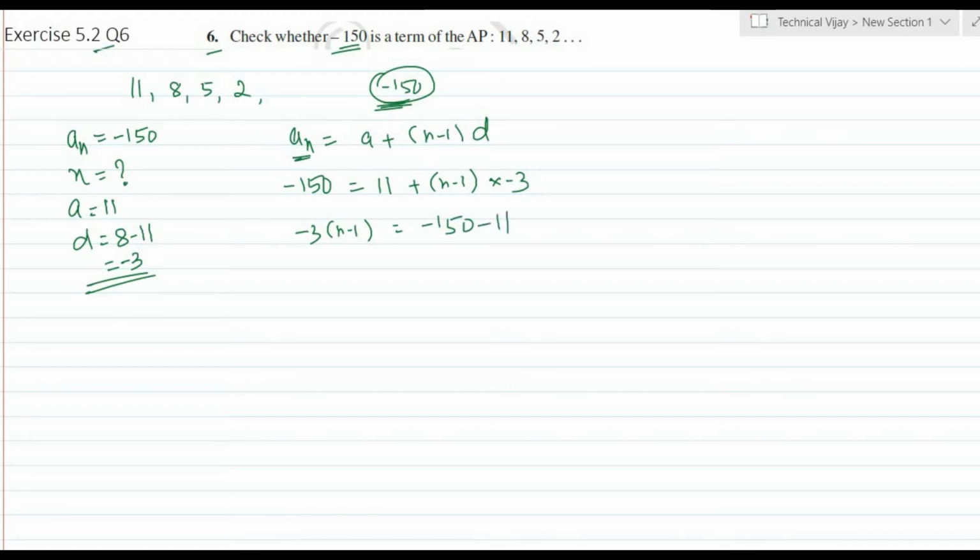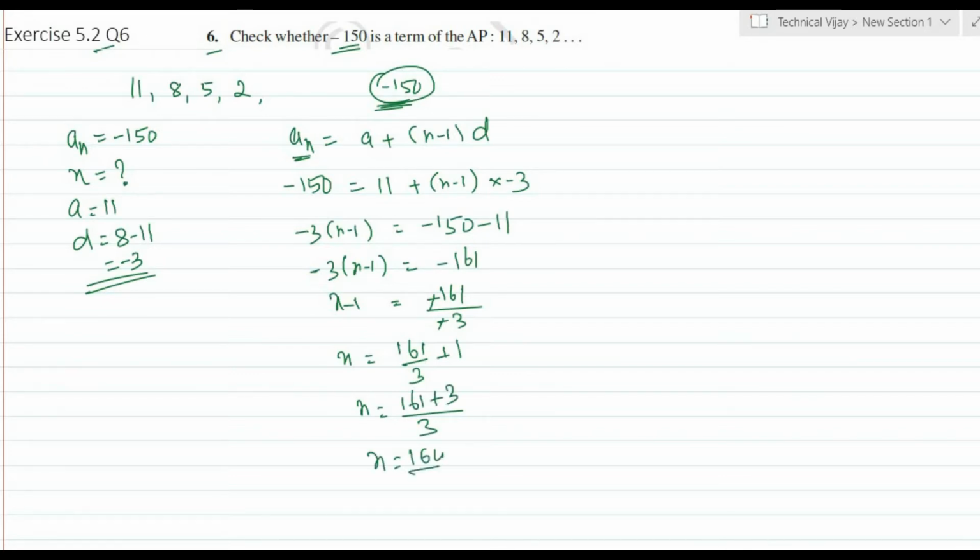So minus 3 into (n minus 1) is equal to minus 150 minus 11, which is minus 161. So n minus 1 is equal to minus 161 divided by minus 3. Minus minus gets cancelled, and this is not divisible. So n is equal to 161 divided by 3 plus 1. Taking LCM 3, n is equal to (161 plus 3) by 3, so n is equal to 164 divided by 3.